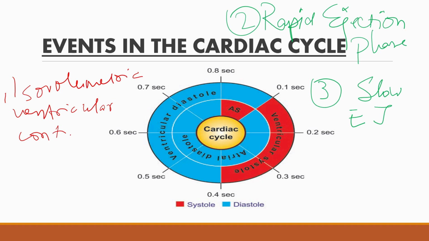The next step is ventricular diastole. So what we read: atrial systole, we read ventricular systole, in which we have the three main phases. They are isovolumetric contraction, rapid ejection, and slow ejection. Next step is the ventricular diastole. It has five major phases.